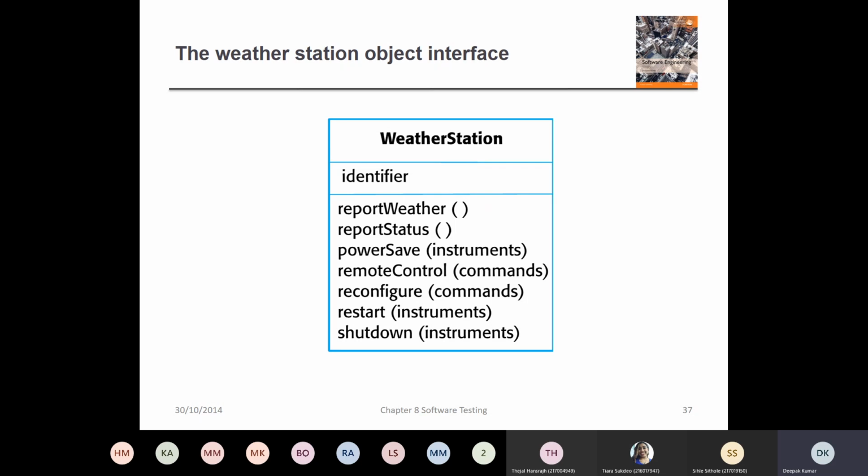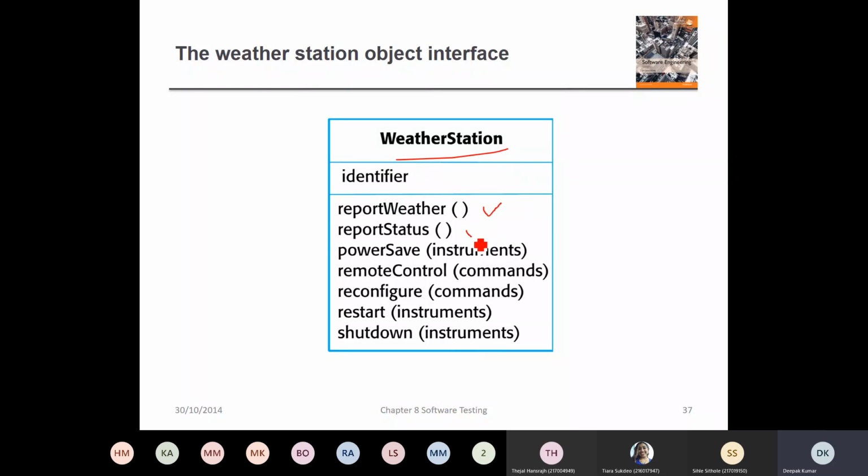Now here's an example of a weather station, which obviously comes from that chapter in the prescribed textbook, Sommerville. Here it talks about a weather forecasting system, and this weather station basically has certain behaviors which are obviously represented as methods.